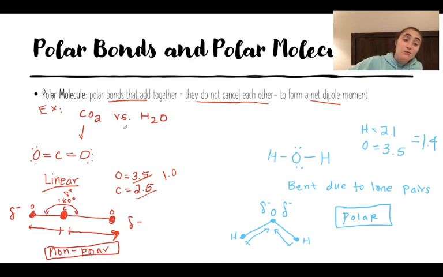Now, remember, we're looking for whether this molecule is polar or not. In order for it to be polar, they have to form a net dipole. In this case, they don't form a net dipole because these are going to cancel each other out. So this molecule is actually nonpolar. Even though it has two dipole moments, which we just identified, they cancel each other out because one is going this direction, one is going that direction.